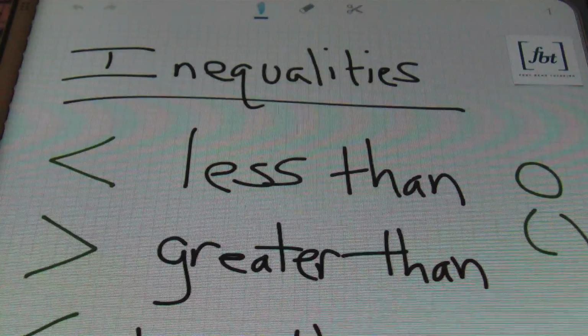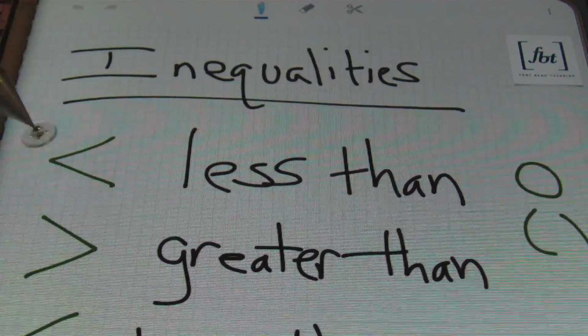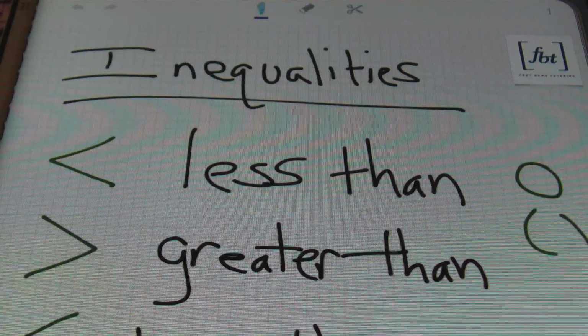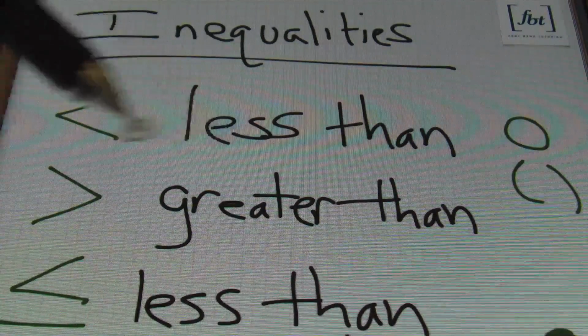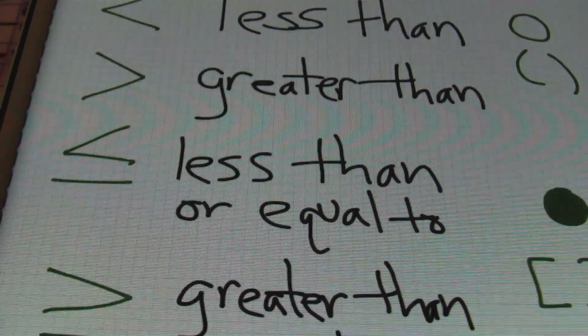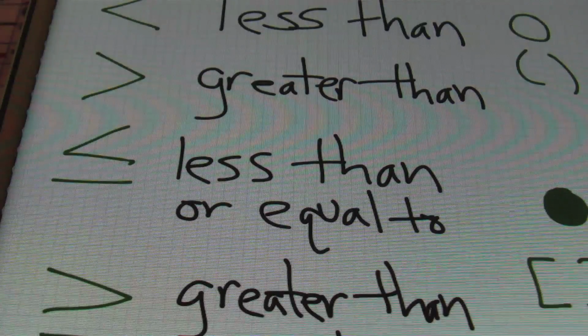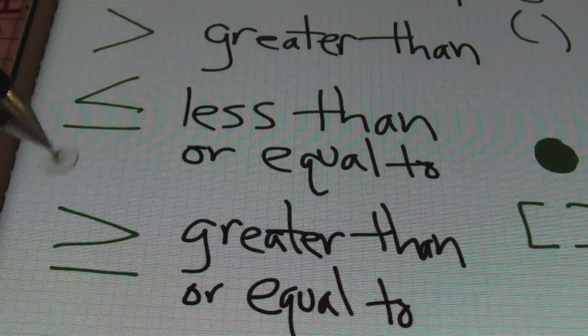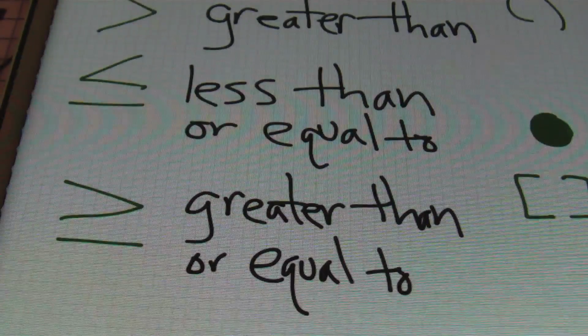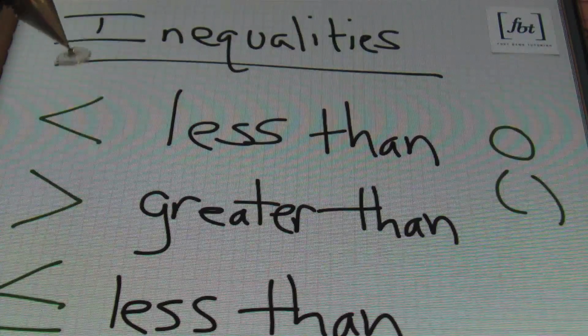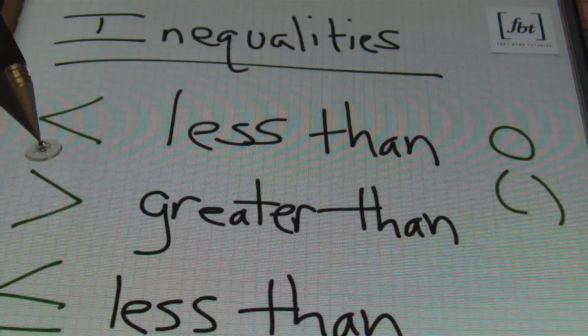So before us, we have different inequalities. We have the less than symbol, the greater than symbol, the less than or equal to symbol, and we also have the greater than or equal to symbol.